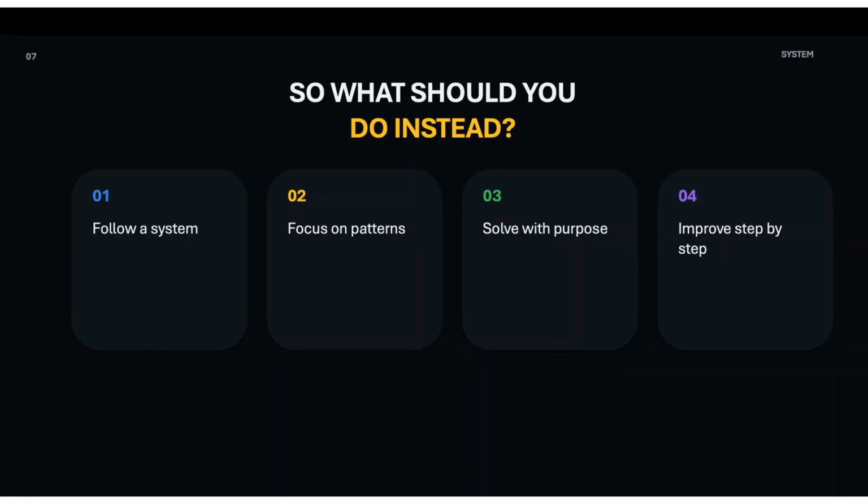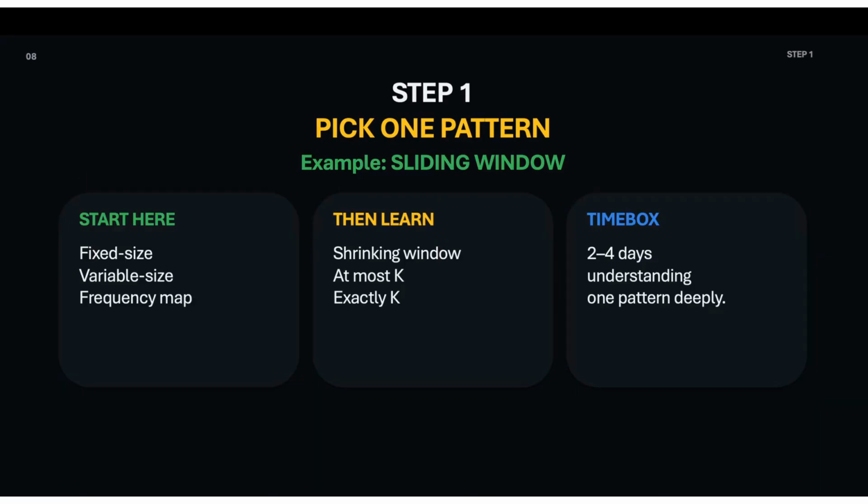So what should you actually do? You need a system. Number one, you have to follow a system instead of randomly picking problems. Number two, focus on the patterns. Number three, solve each problem with a specific purpose. And number four, improve yourself step by step. From this point forward, don't look at LeetCode as a list of thousands of questions. Think of it as a collection of patterns that you need to learn.